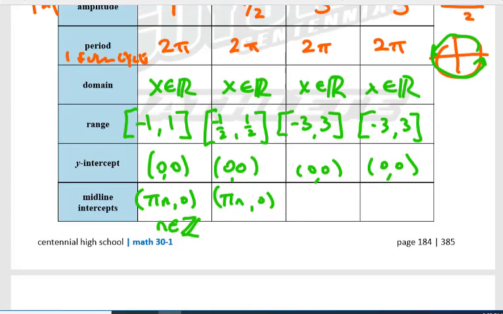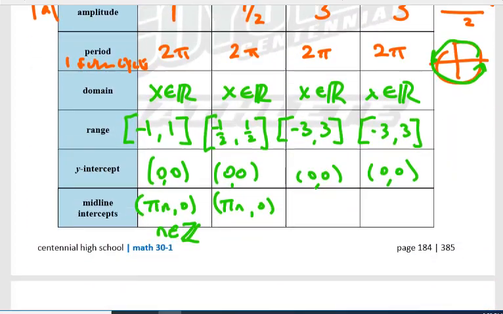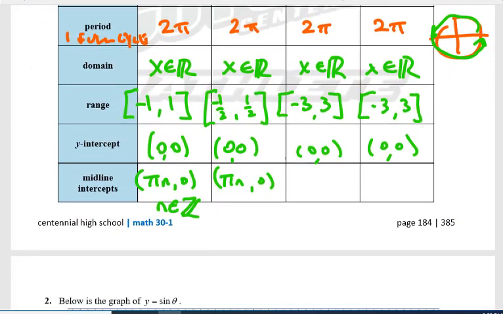Where does our graph cross that baby blue line? And in this case, it's just x-intercepts. And there it is, pi n comma 0. Let's complete this way. That n has to be integral.